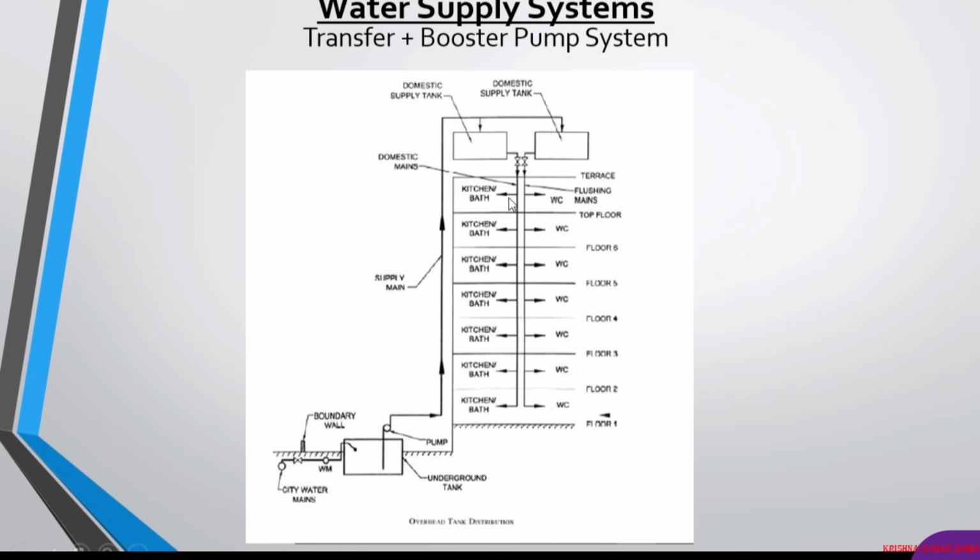For the lower floors you can use the same system, a gravity system, but for the upper floors you require booster pumps to maintain the pressure. One more thing: in this system, the pump is usually called a transfer pump, and the two pumps that you install over here are usually called booster pumps.